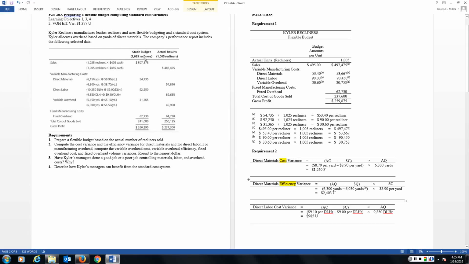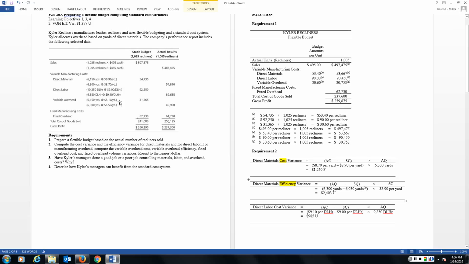I estimated 6,150 yards when I was going to manufacture 1,025 recliners. So I don't want to compare the 6,150 yards necessary for 1,025 recliners with what I actually purchased for 1,005 recliners. Right, so my actual quantity, I purchased 6,300 yards for 1,005 chairs. What should I have purchased? And you can see our calculation here.